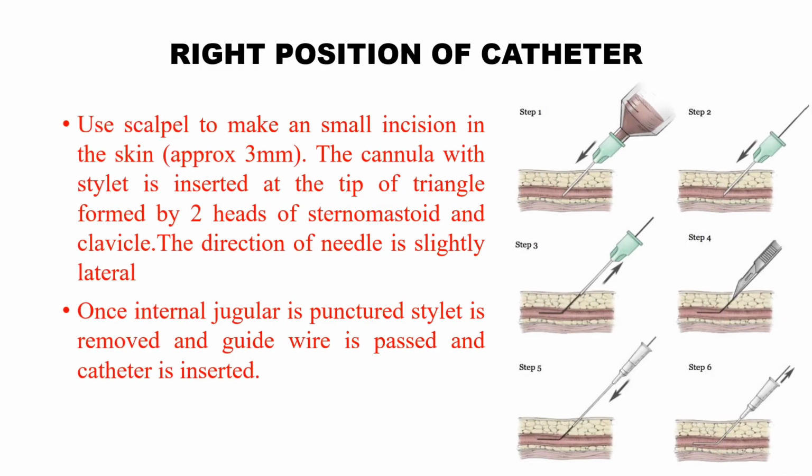Use a scalpel to make a small incision in the skin, approximately 3 mm. This should be done cutting away from the wire so as not to damage it. The cannula with the stylet is inserted at the tip of the triangle formed by the two heads of the sternocleidomastoid muscle and the clavicle. The direction of the needle is slightly lateral. Once the internal jugular is punctured, the stylet is removed, the guide wire is passed and the catheter is inserted.